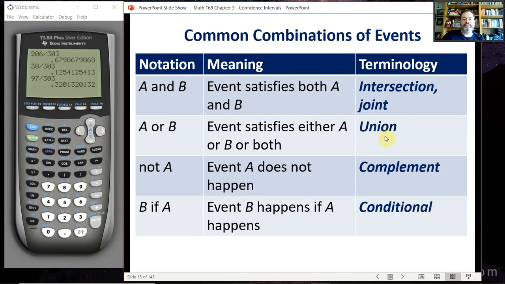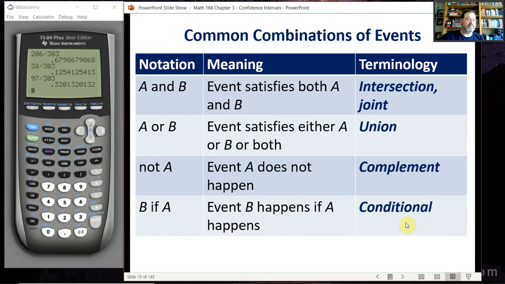And that's called the union. Not: we already saw what not looks like, and it just means the event doesn't happen, something else happens. That's called the complement. And lastly, B if A. That means event B happens if A happens. That's called a conditional probability.